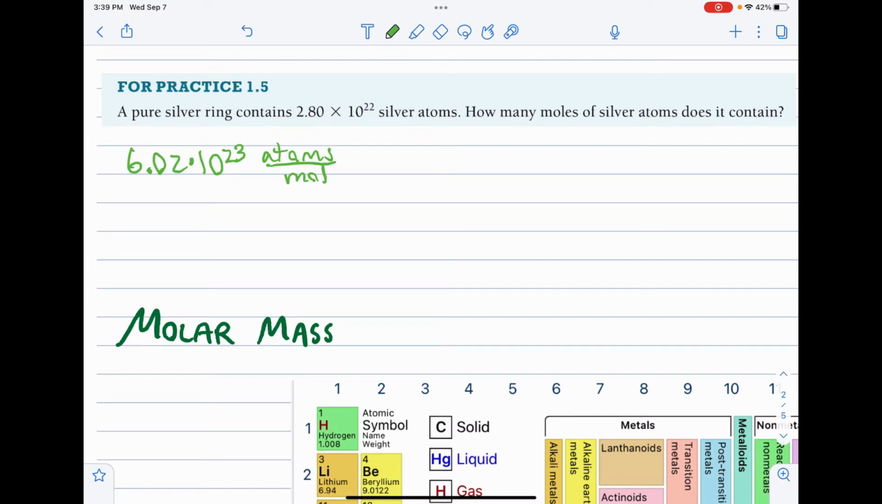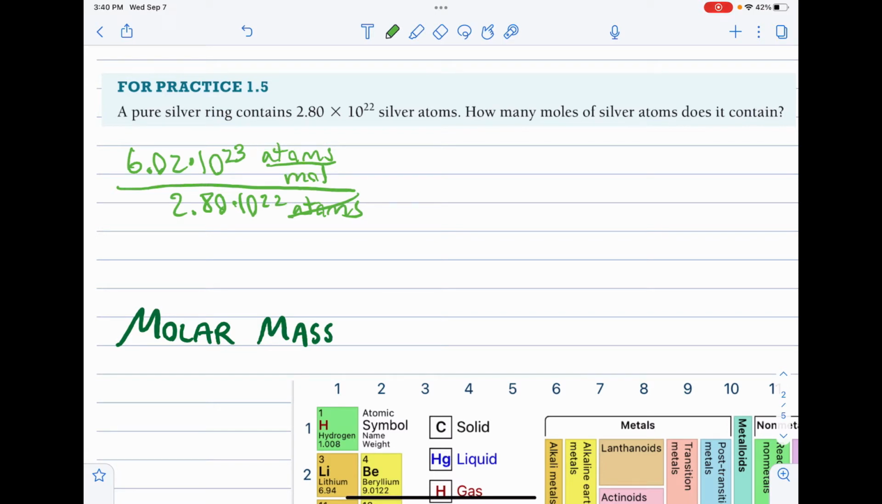So in order to do this, we want mole to end up on the top of the fraction, and we want atoms to cancel out. If I take Avogadro's number and we divide it by 2.80 times 10 to the 22nd power atoms, atoms will cancel out, sure, but moles will be on the bottom because the bottom of the top of the fraction is the bottom. So we don't want that.